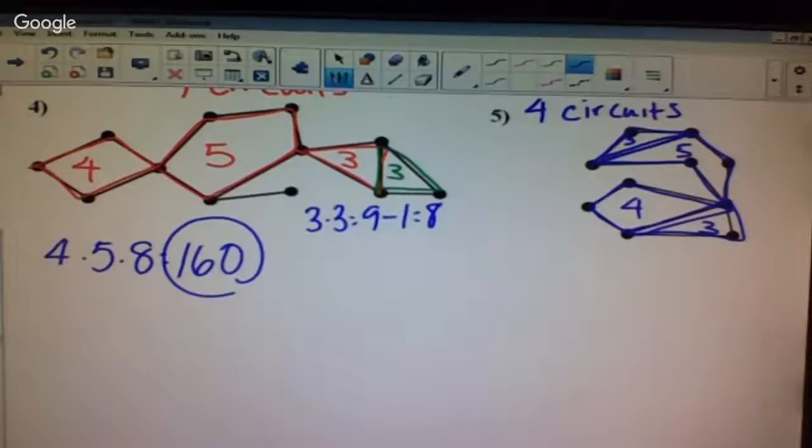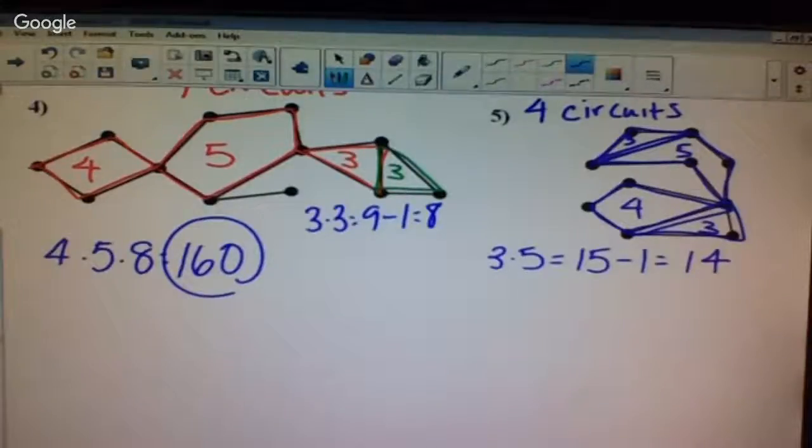4 and 3 share an edge. So we need to do both of them separately first. 3 times 5, then multiply it together. 3 times 5 is 15, minus 1 is 14. 4 times 3 is 12.